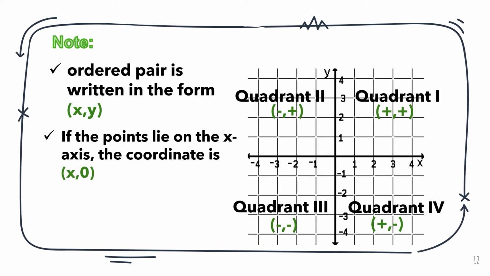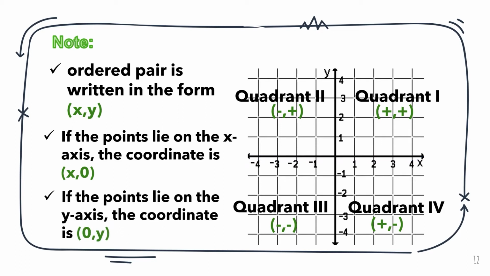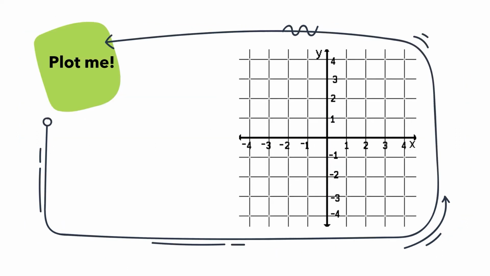If the points lie on the x-axis, the coordinate is (x, 0). And if the points lie on the y-axis, the coordinate is (0, y). And since we are familiar with the different parts of the Cartesian coordinate system, we are now ready to plot points on the Cartesian plane.